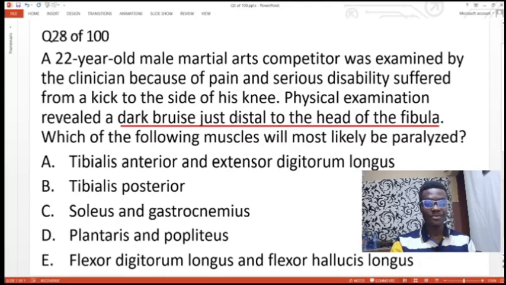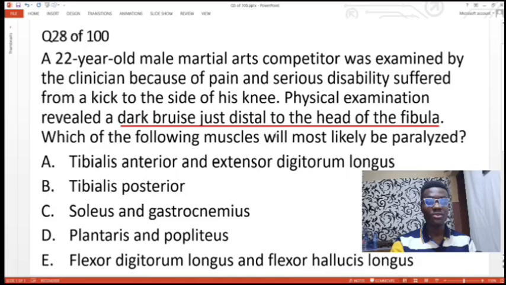So which nerve winds around the neck of the fibula? It is the common peroneal nerve. It is at the lateral aspect of the neck of the fibula that the common peroneal nerve bifurcates into the deep peroneal and the superficial peroneal nerve. The deep peroneal nerve goes to supply the anterior compartment of the leg, and the superficial peroneal nerve goes to supply the lateral compartment of the leg.